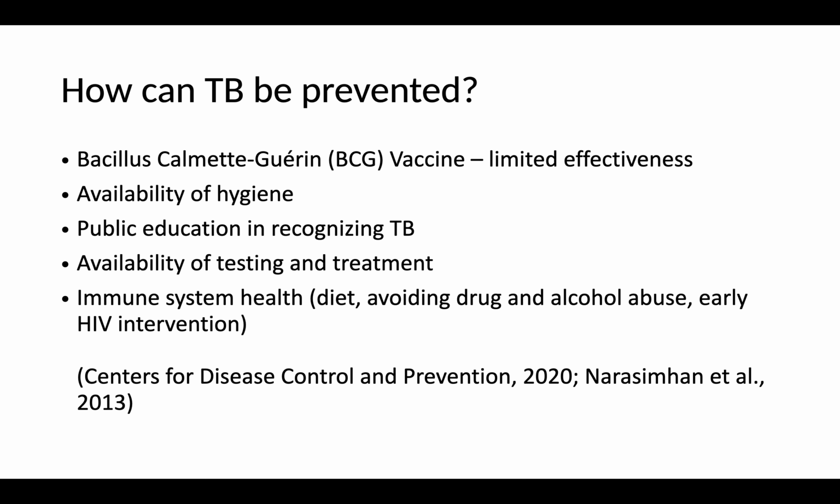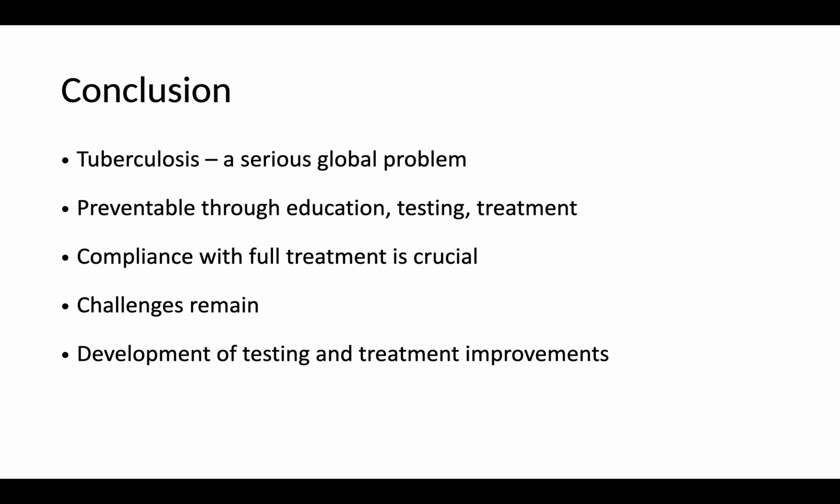And finally, proper immune system maintenance can help prevent the disease, which includes proper diet, avoiding the abuse of drugs and alcohol, and promoting early diagnosis and treatment of HIV. In conclusion, tuberculosis is still a serious global problem as it contributes to a significant amount of annual deaths worldwide. We also mentioned that it is preventable, and that prevention relies on public education, effective testing, and treatment.